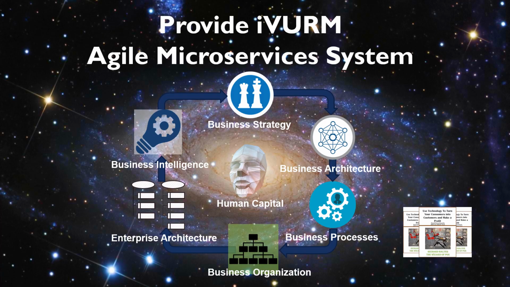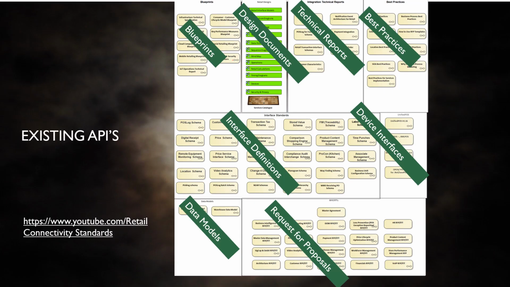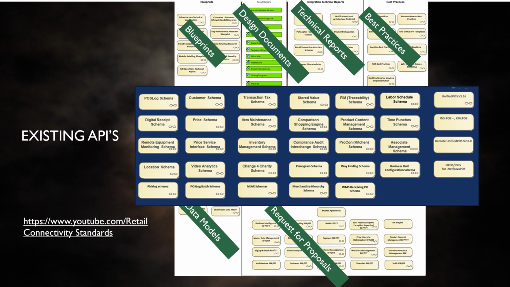This shows all of the standards that I helped create through the ART work, starting with a bunch of blueprints, basically requirements docs, numerous design documents, technical reports, best practices, lots of interface standards. These are basically the lines on the previous screen. Device interfaces for communicating to printers, scanners, and the like. The data models, which is where ART started in 1993, and various requests for proposals to help retailers buy software.